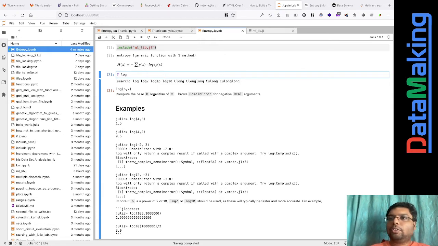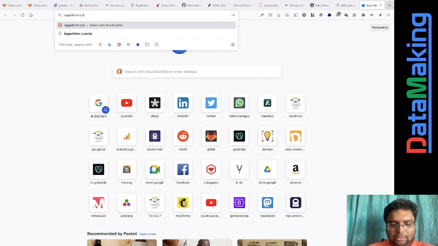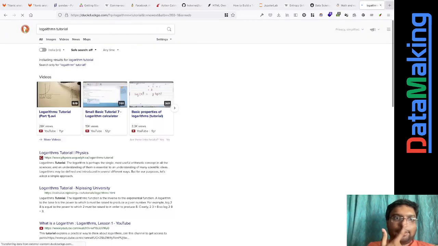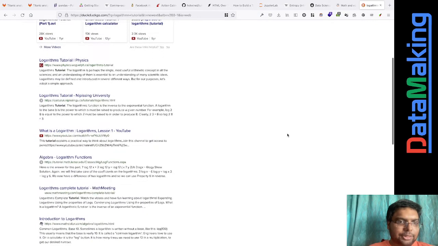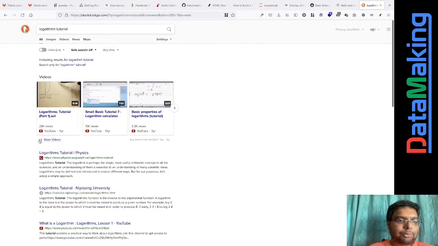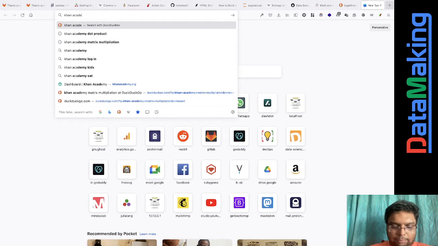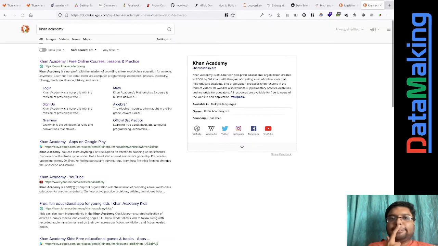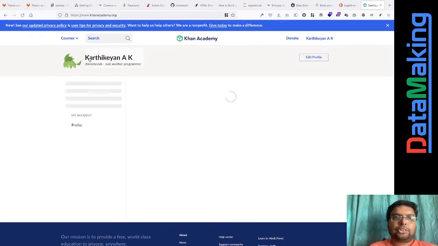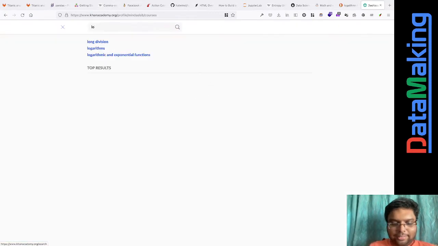If you want to learn about logarithms, search for a logarithm tutorial. I think it will land in Khan Academy. There is some tutorial there. I like Khan Academy because you can track your progress. But one problem I find with Khan Academy is that my native language is Tamil, and Khan Academy is totally in English, so some questions they ask I don't understand.